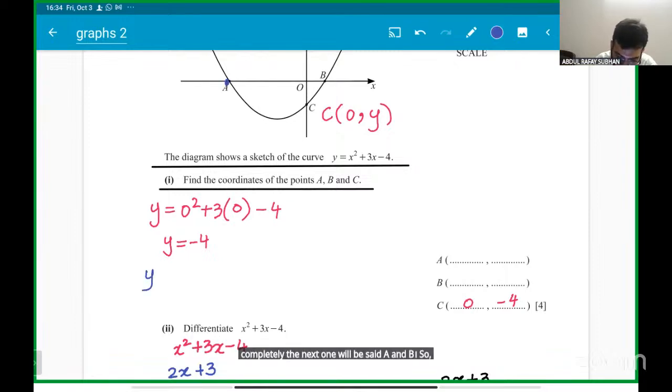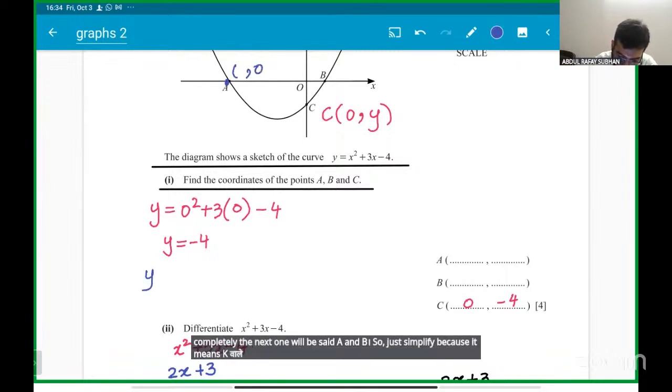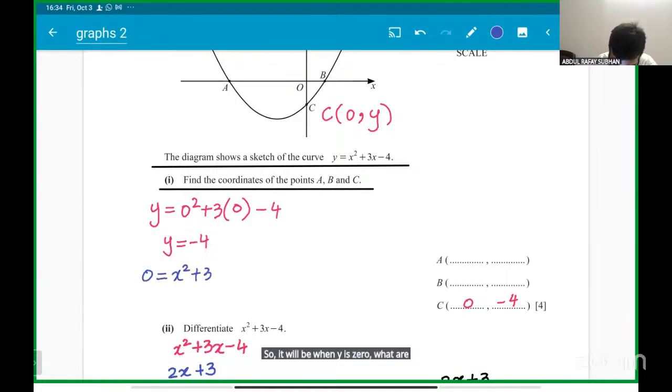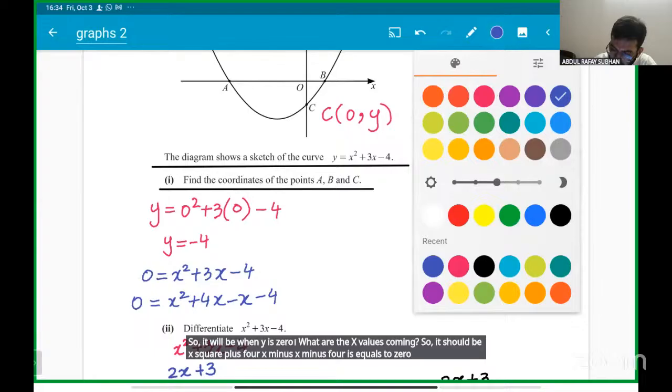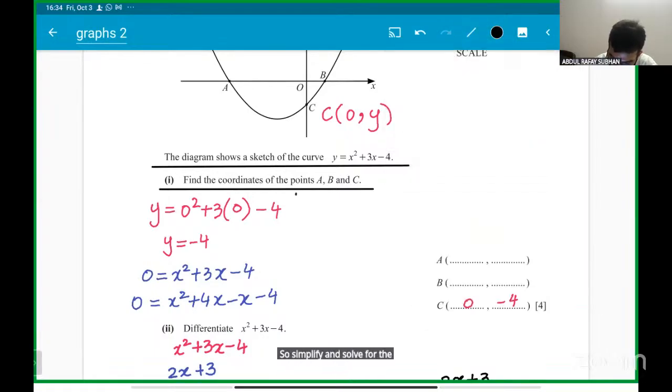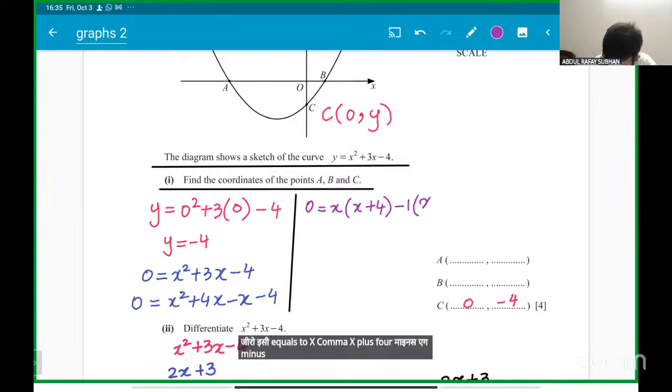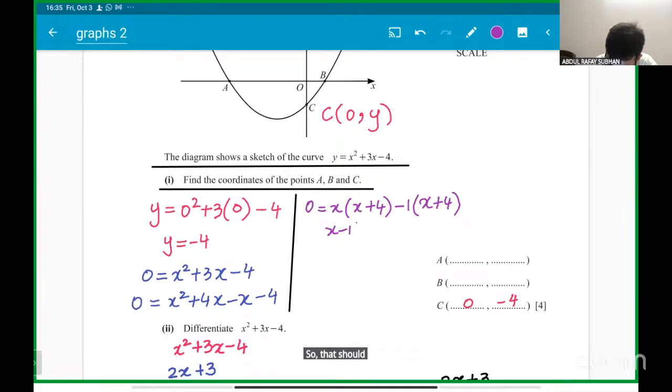So you just simplify because it means y is 0, you have to get the x value. One x will be negative and one x will be positive. So when y is 0, what are the x values coming? So it should be x square plus 4x minus x minus 4 is equals to 0. Simplify and solve for the examiner. It should be 0 is equals to x common x plus 4 minus 1 common x plus 4. So that should be x minus 1 times of x plus 4 is equals to 0.